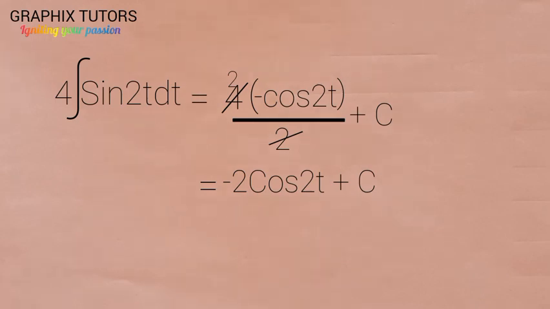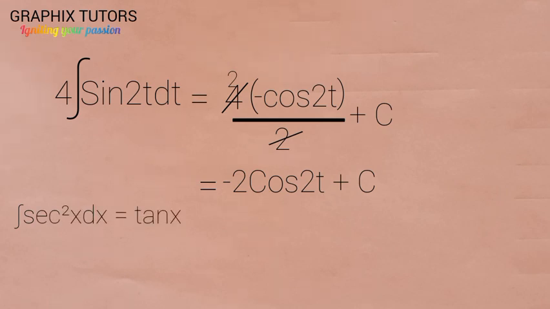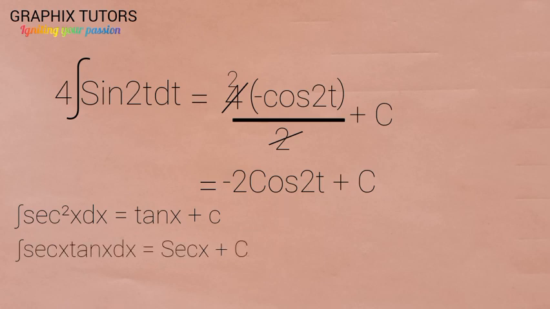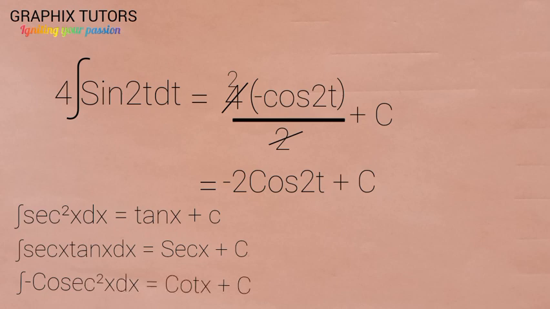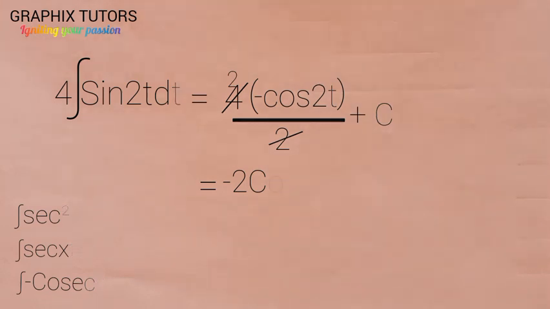The other functions that you should know very well: if we integrate sec squared x dx, we'll have tan x plus c. If we integrate sec x tan x, we'll have sec x plus c. If we integrate minus cosec squared x, we'll have cot x plus c. So let's move into the logarithmic function.